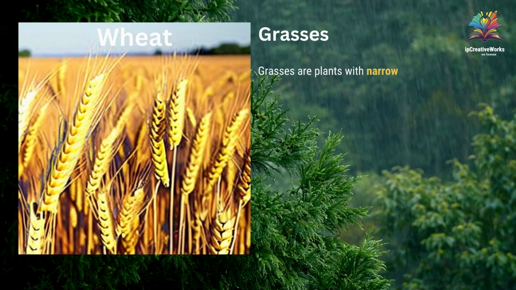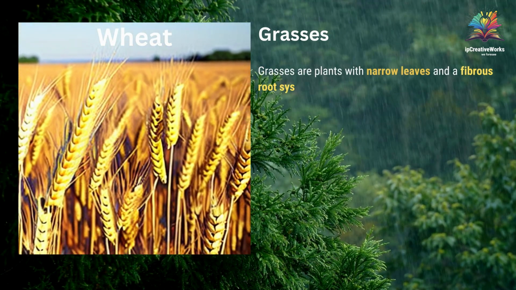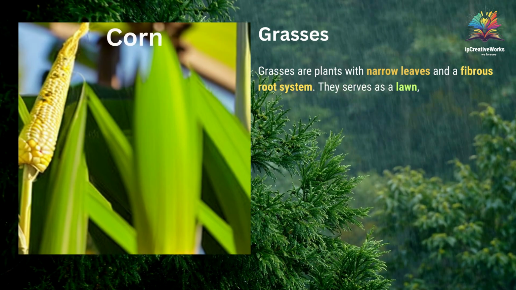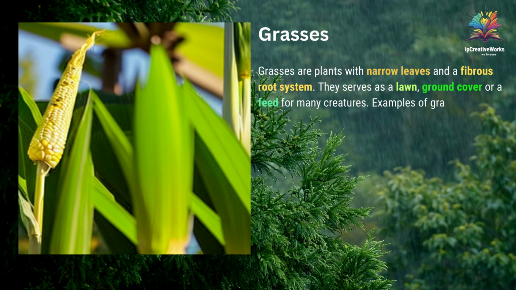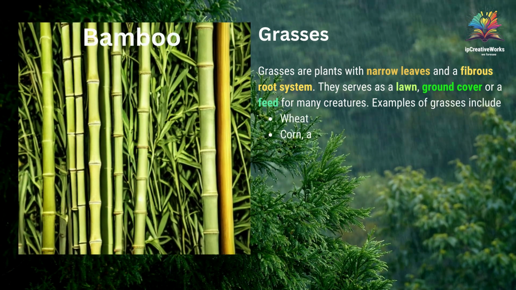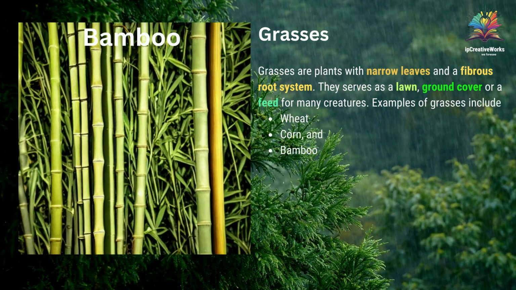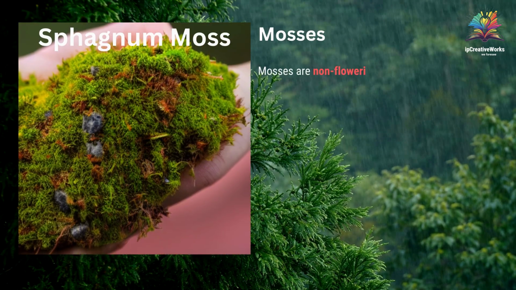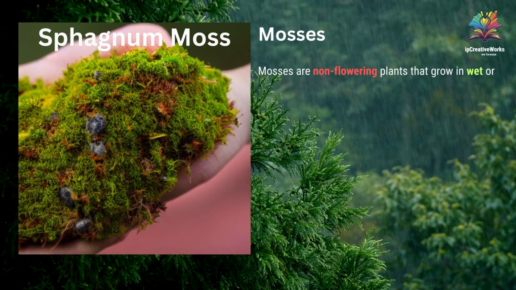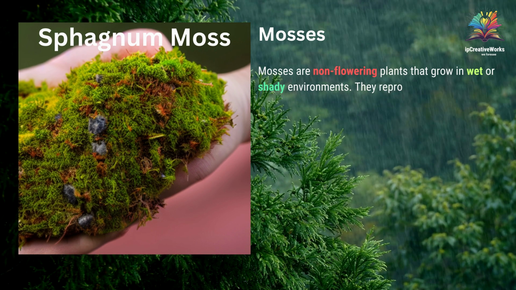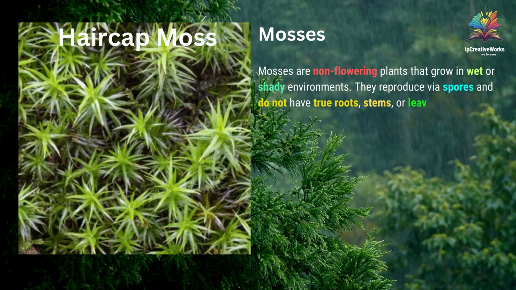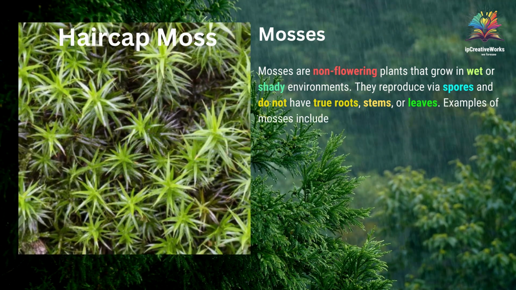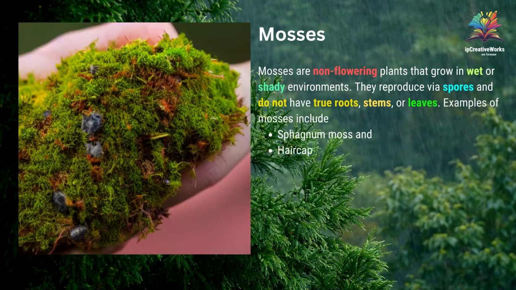Grasses are plants with narrow leaves and a fibrous root system. They serve as a lawn, ground cover or a feed for many creatures. Examples of grasses include wheat, corn, and bamboo. Mosses are non-flowering plants that grow in wet or shady environments. They reproduce via spores and do not have true roots, stems, or leaves. Examples of mosses include sphagnum moss and haircap moss.